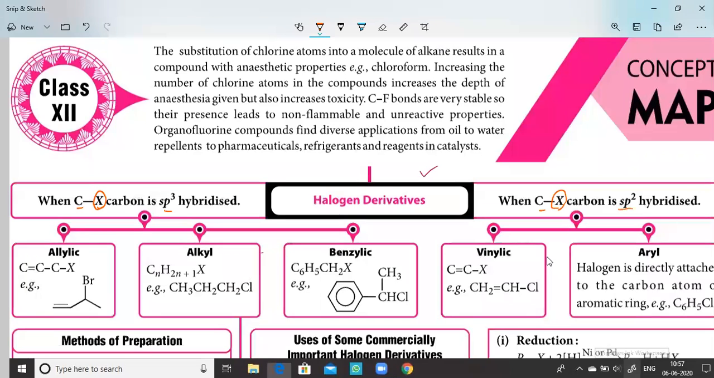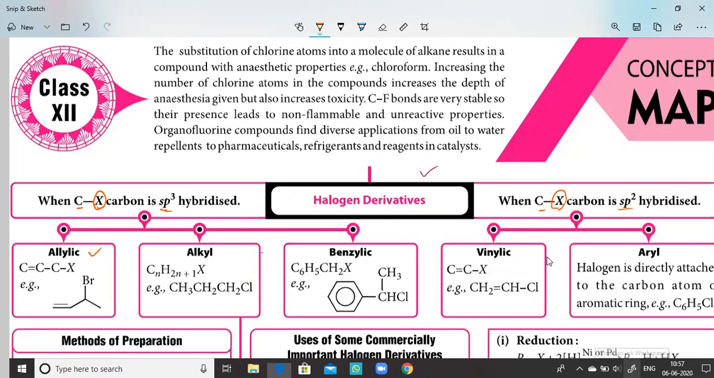One is the halogen attached to a carbon having sp3 hybridization. The other is the halogen attached to a carbon which is sp2 hybridized. Right. So here, this is again classified further into three types. The halogen attached to a carbon which is sp3 hybridized is further classified into three types.